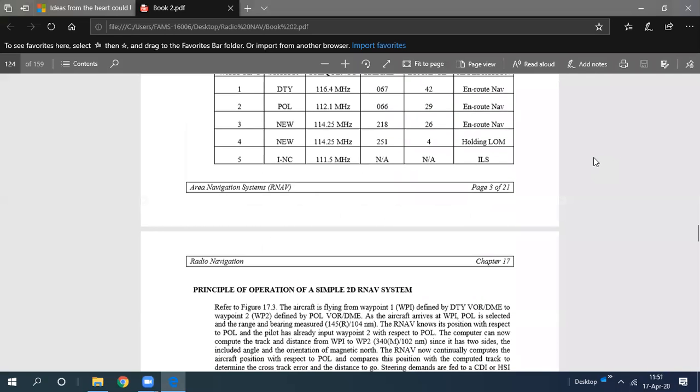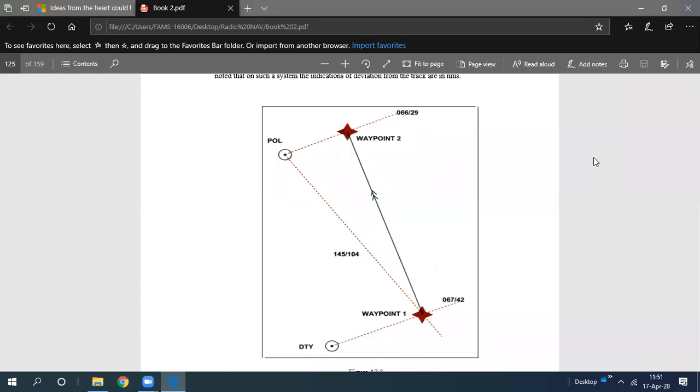this is the way. You are flying from waypoint 1 to waypoint 2, right? And on the ground, you have DVI as one of the navigation systems, that is co-located VOR DME, and POL is the other navigation system. What you have to follow is that waypoint 1 should be within the pickup zone of DTY and POL both. Your waypoint 1 should be within the pickup zone, and obviously waypoint 2 will be within the pickup zone of POL.